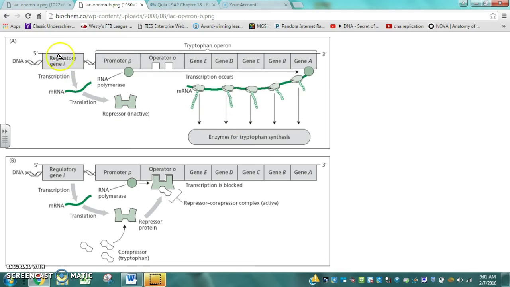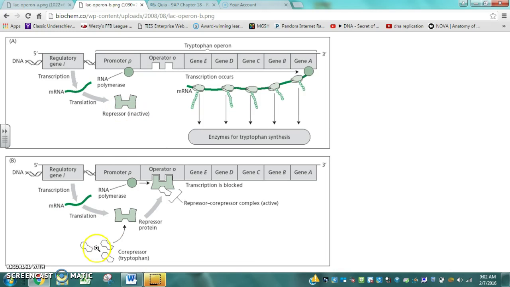Typically, there's a regulatory gene someplace else here. Now remember, you can be negative regulation or positive gene regulation. And it involves a repressor. So this regulatory gene by itself transcribes this mRNA, which becomes this protein, this repressor. When there's no tryptophan present, this repressor is inactive. It doesn't really do anything, which makes you wonder, like, well, why would you make it?